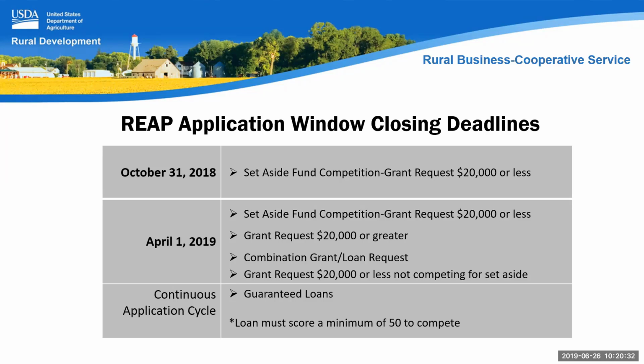The REAP grant program is also a competitive program, which means we get applications in, we receive them, we review them, and then each application is assigned a score based on a set of criteria. We score and fund the highest scoring projects down to the lowest scoring projects until our state allocation is depleted.